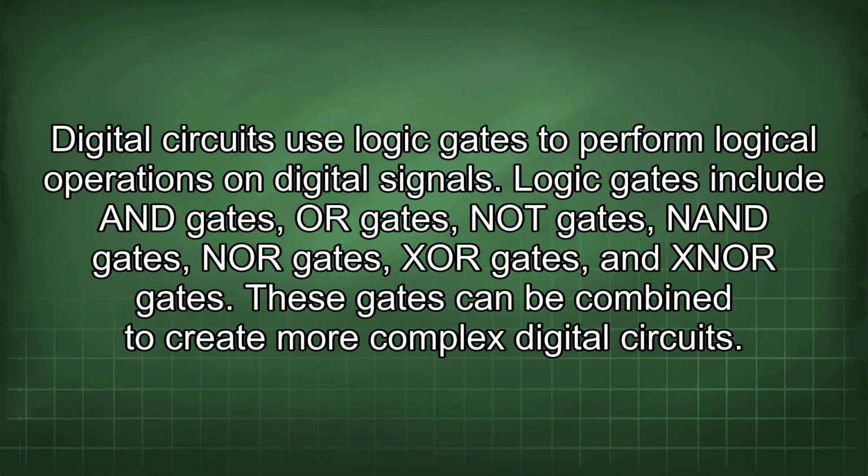Digital circuits use logic gates to perform logical operations on digital signals. Logic gates include AND gates, OR gates, NOT gates, NAND gates, NOR gates, XOR gates, and XNOR gates. These gates can be combined to create more complex digital circuits.